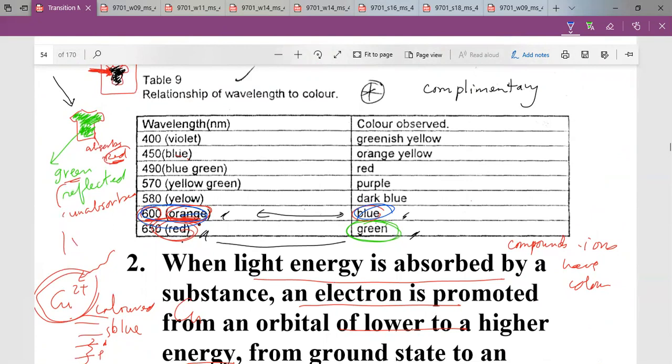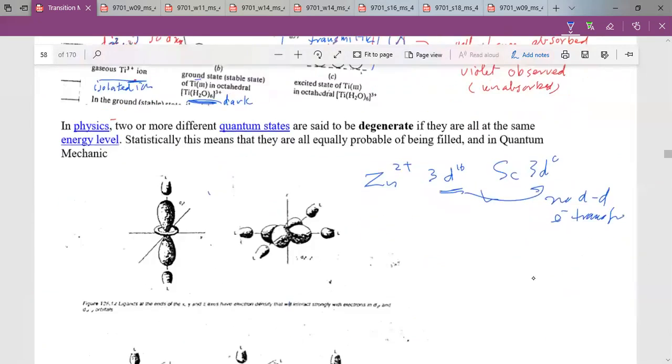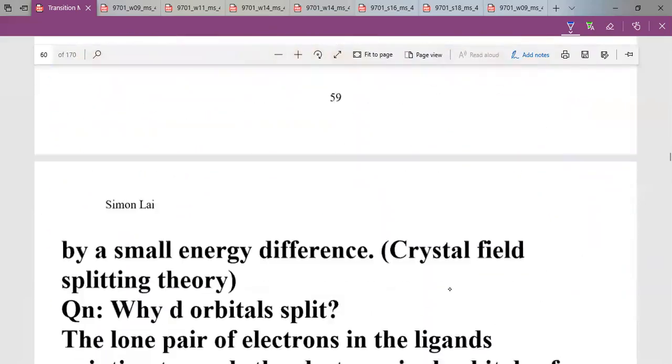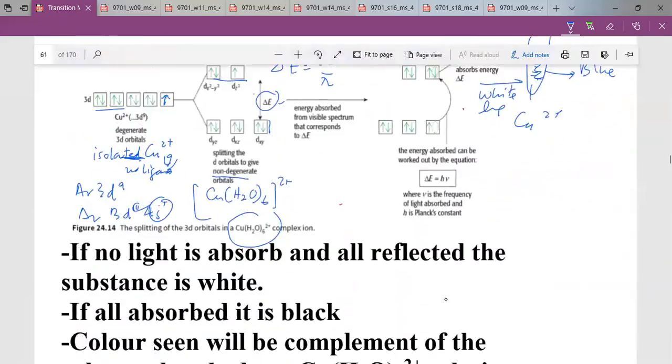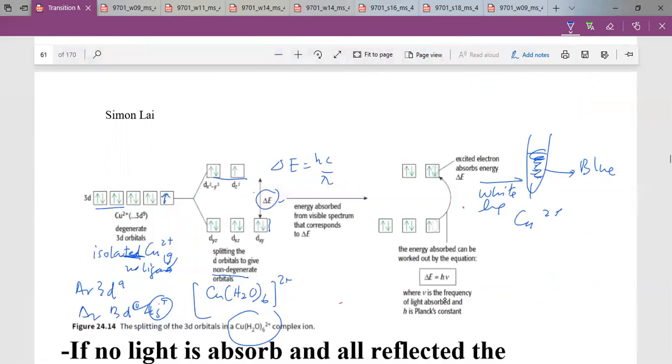So here you absorb the orange color. Orange color is absorbed, so blue color is not absorbed. But now is it observed? Very important, they will ask you one. Blue is observed. So that's why there's color.